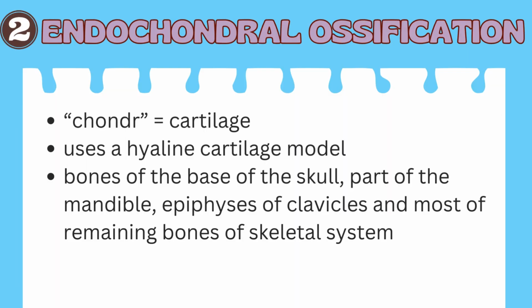The second manner in which bone is made is through endochondral ossification. If you have taken medical terminology, you learned that the root chondr means cartilage. So this way of making bone relies on a hyaline cartilage model. Endochondral ossification is used to make the bones of the base of the skull, part of the mandible, the epiphyses of the clavicles, and most of the remaining bones of the skeletal system.